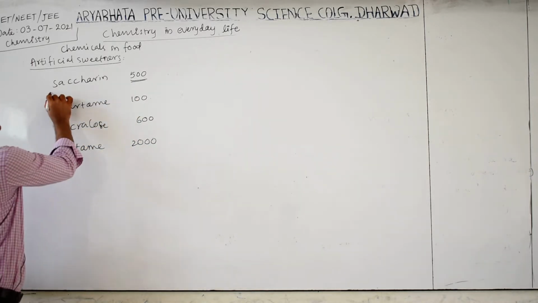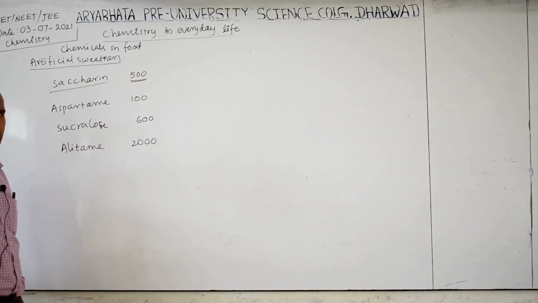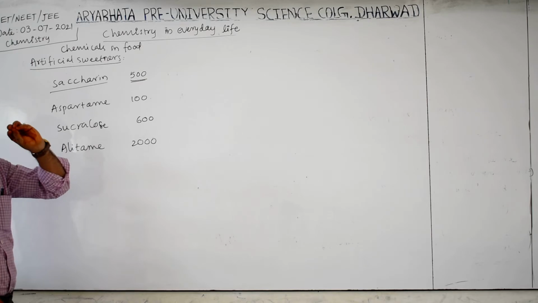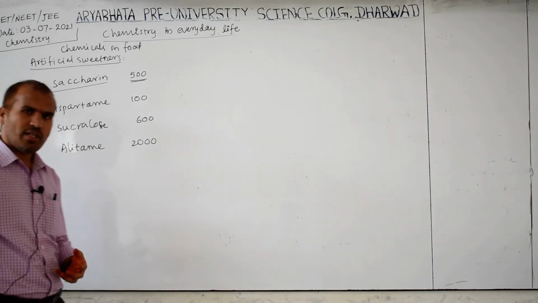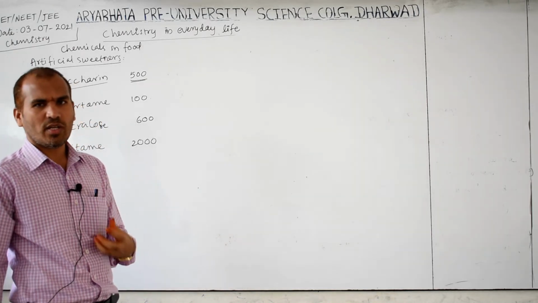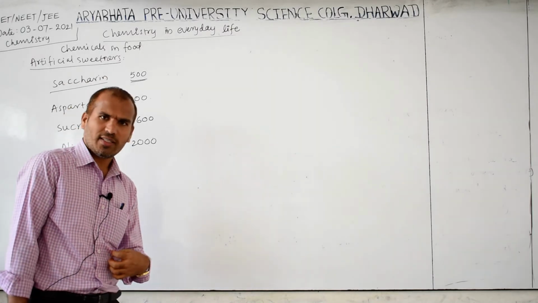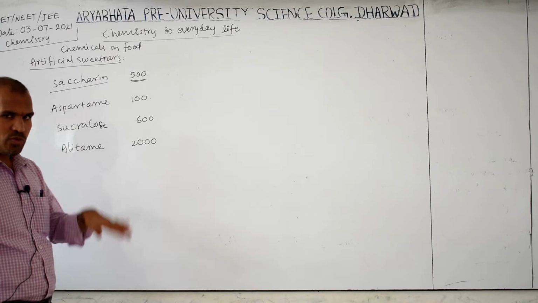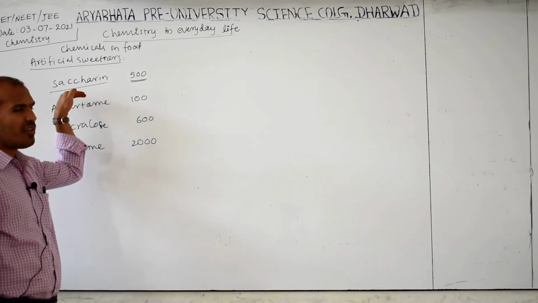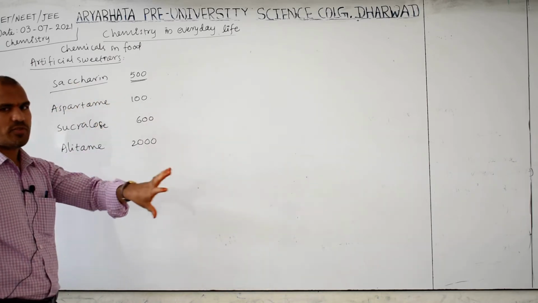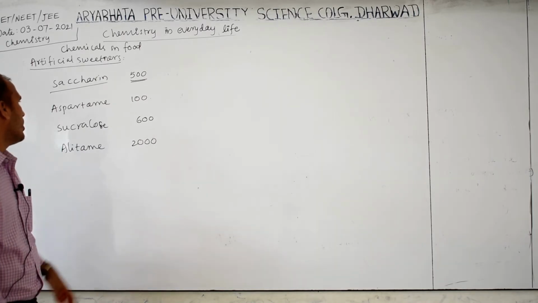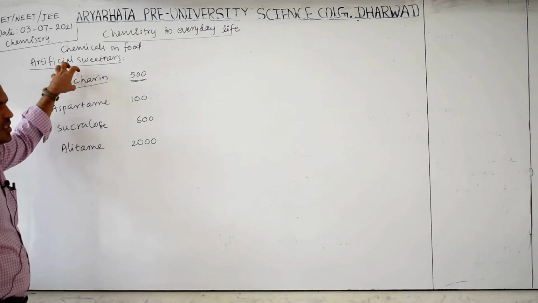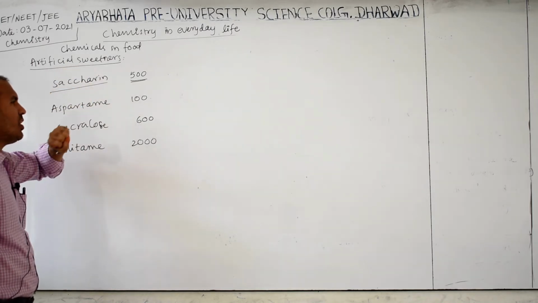This is the first artificial sweetener, and it is used in food for diabetic patients, because diabetic patients want sweetness, but if they take sugar their calories will increase and again raise their sugar level. Therefore to avoid that we use artificial sweeteners. They are sweet but do not give any calories to the body. Keep in mind this is one of the first artificial sweeteners used in food.